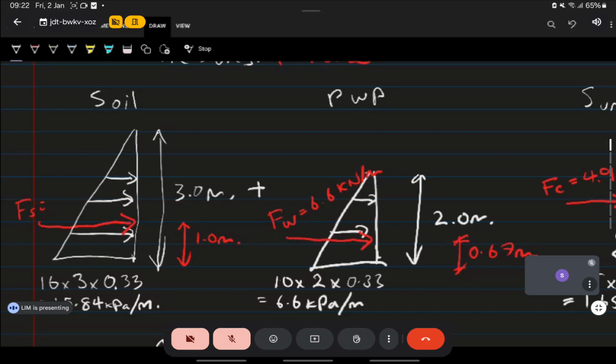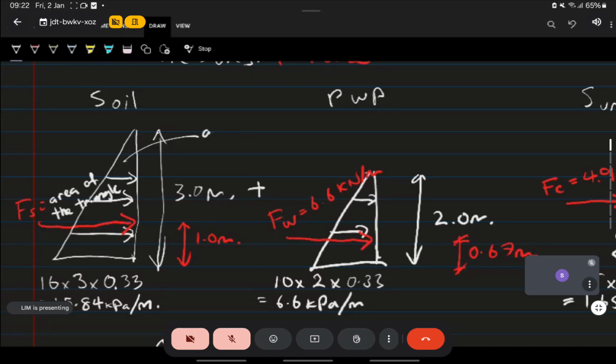Okay. Now, Fs itself is the resultant force. To get the resultant force, maybe I write it like this. So Fs is the area of the triangle. It's not clear. Fs is the area of this triangle. So you try to calculate the area of a triangle. What do you get?